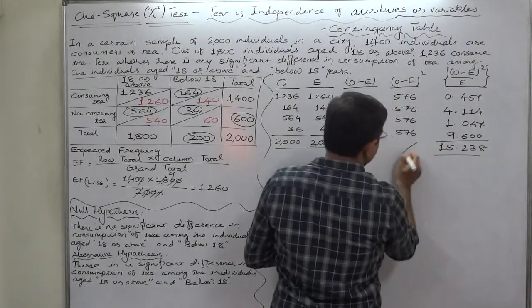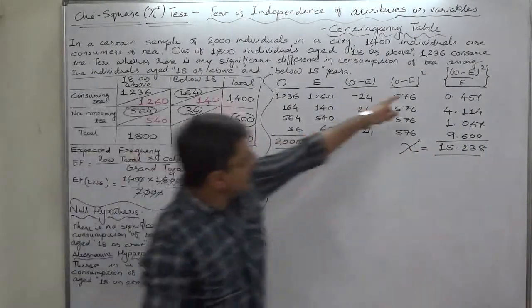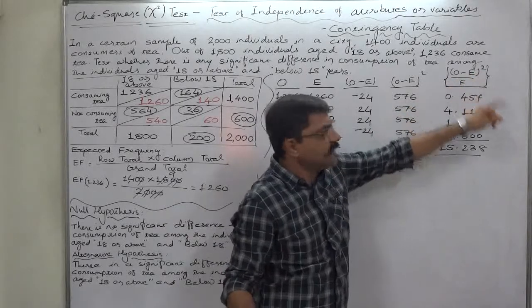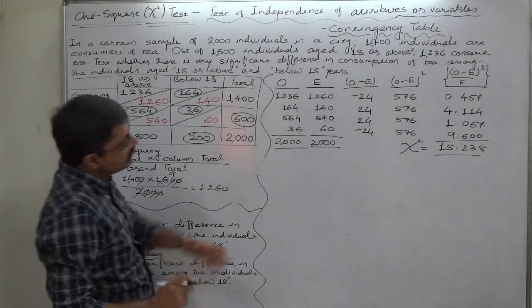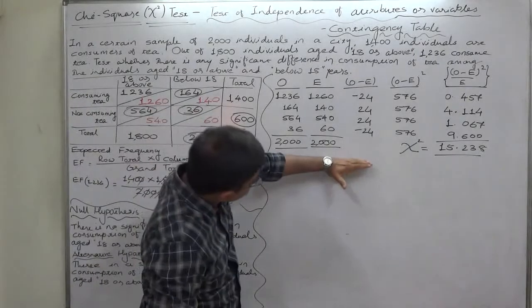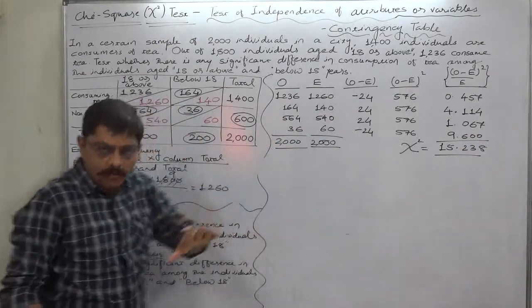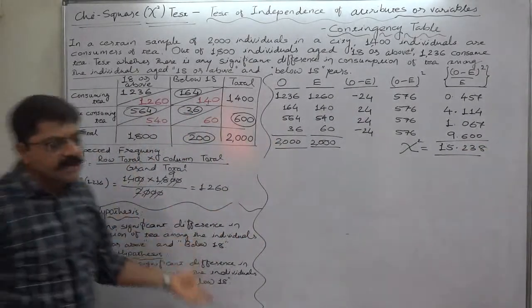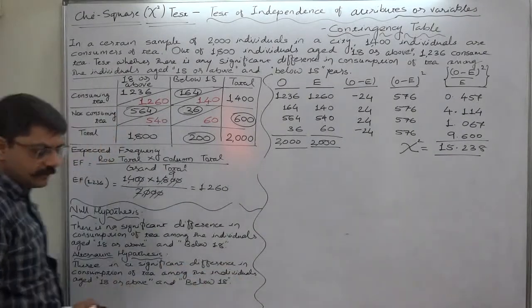This is called chi-square. That means sigma O minus E the whole square divided by E is the formula of chi-square. But it is advisable to find out the chi-square in this kind of tabular form to save ourselves from making any kind of arithmetical or calculation related mistakes.